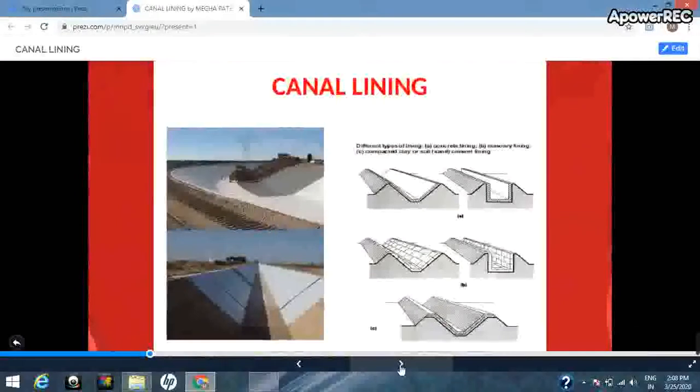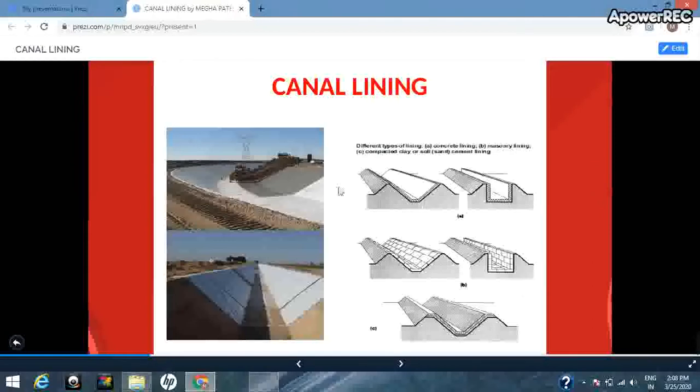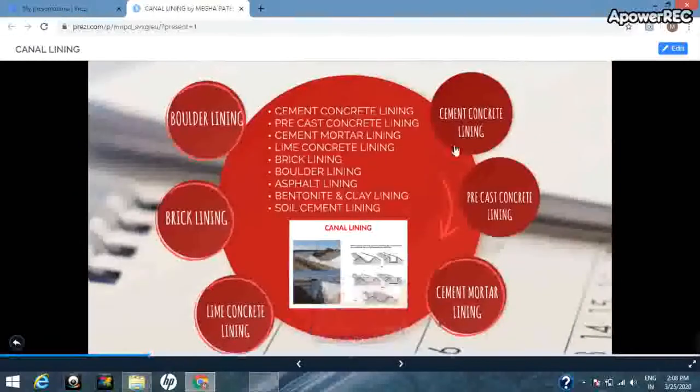These are some common types of lining that are being shown. First one is concrete lining, second one is masonry, third one is compacted clay or soil lining, soil cement. So we need to understand where and in what cases we use which type of lining. I have mentioned here cement concrete lining, precast, cement mortar, lime concrete, brick lining and boulder.